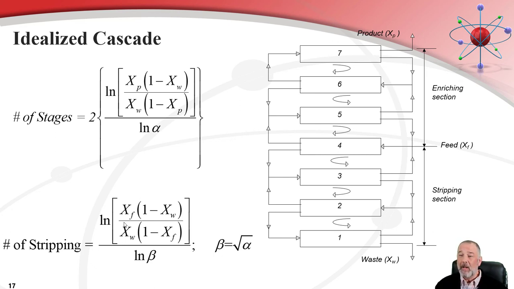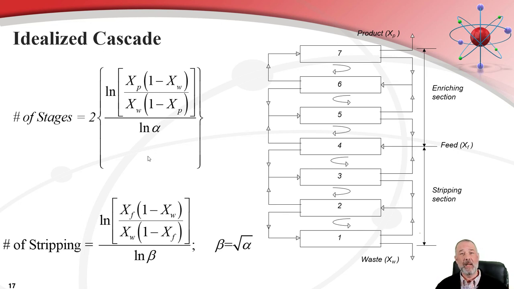So to calculate the number of stripping sections, we need to know the waste and the feed. So what's the difference between what we started with and what's coming out the bottom that we're just going to throw away? We also need to know, again, what our enrichment technology is. So in this case, we're using this variable beta, and beta is simply the square root of alpha, which is our separation factor. So if you have the total number of stages that you're going to need, and you know how many stripping stages you're going to have, you just subtract the stripping from the total number of stages and you get the number of enriching stages.